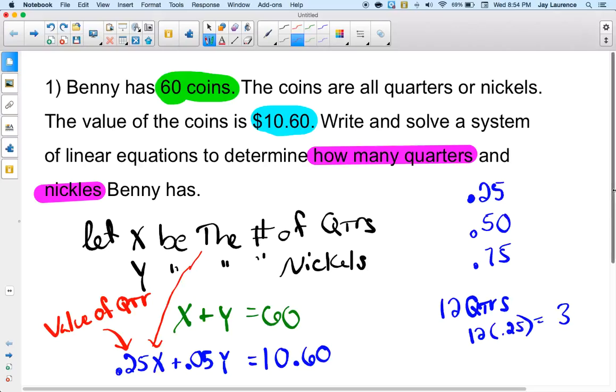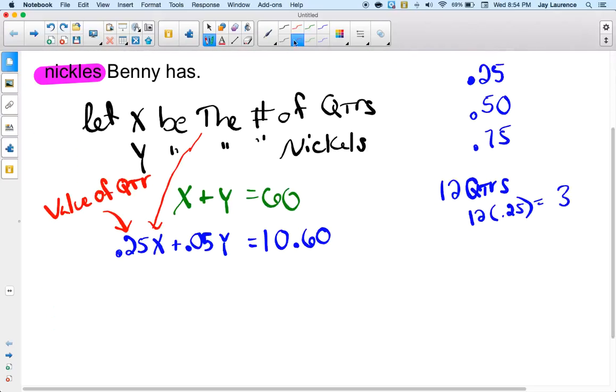So now that I have this problem, I have two choices. I can go substitution or I can go elimination. Well, I'm going to go substitution, and I think I'm going to solve for y. So I'm going to get y alone, and y is going to equal 60 minus x. I didn't show it. Okay, you go ahead and show it if you like.